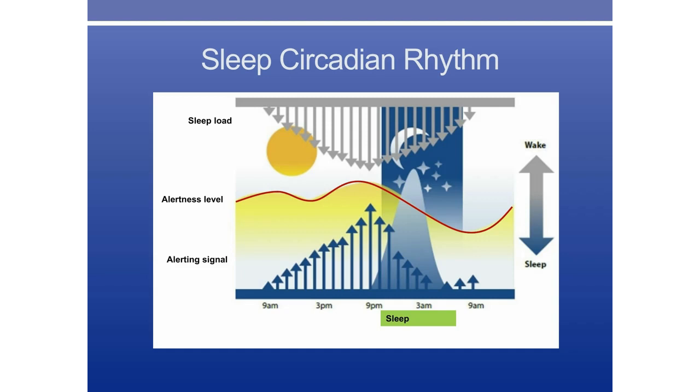On the other hand, alerting signal is governed by the circadian process, which depends on the sunlight exposure, and alertness goes up highest before darkness. And you can see after darkness, it signals melatonin secretion, which is highest approximately 2 hours after exposure to dim light, and then is maintained during the night. So the resultant of these two processes, sleep load and alerting signal or circadian rhythm, is the alertness level, which is represented by this red line.